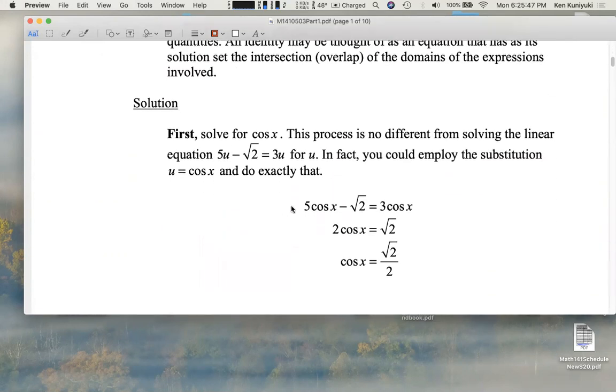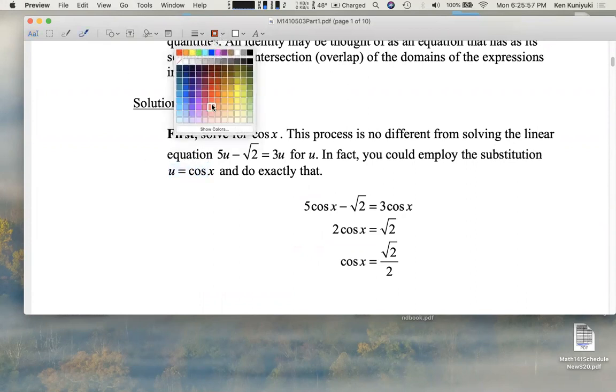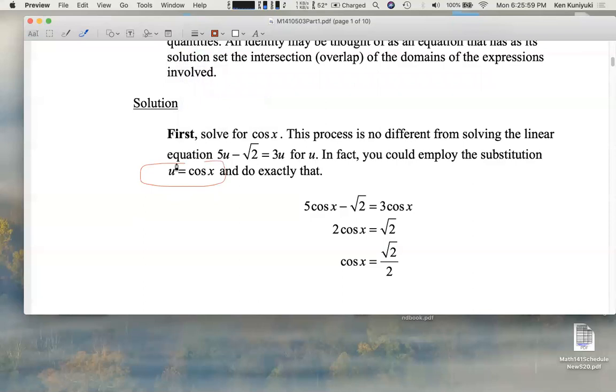if we try to solve this equation, 5 cosine of x minus root 2 equals 3 cosine of x, well, you might want to apply the substitution. You don't have to, but you can apply the substitution u equals cosine of x and start by solving this linear equation, 5u minus root 2 equals 3u. Solve this for u. In fact, let's go ahead and do that. 5u minus root 2 equals 3u.